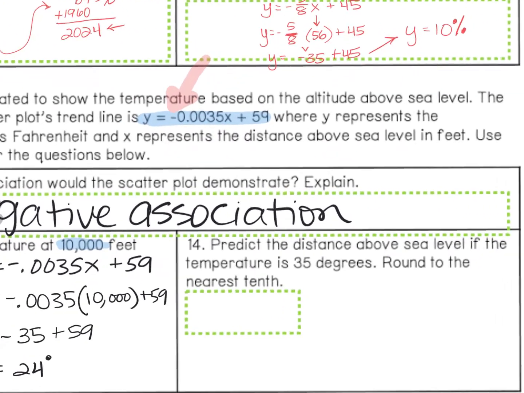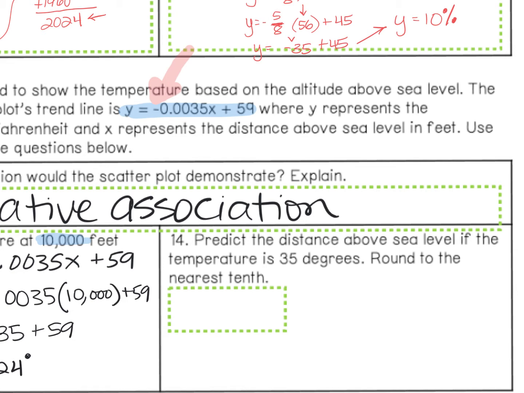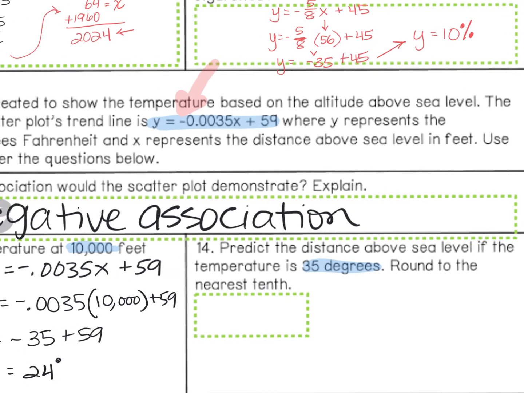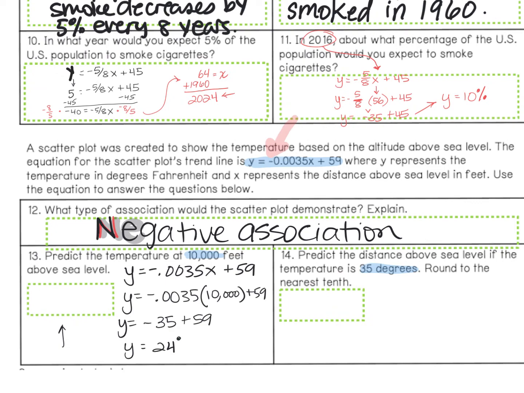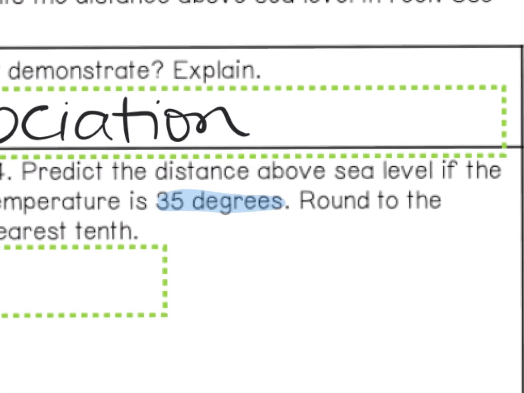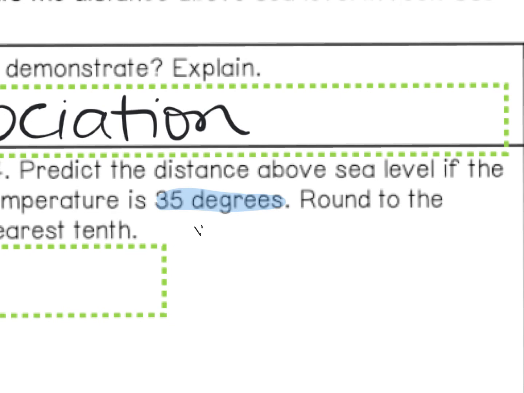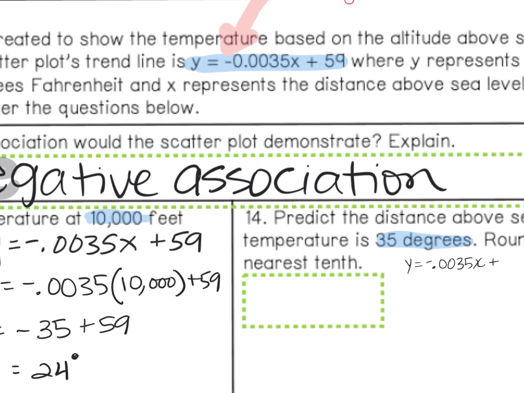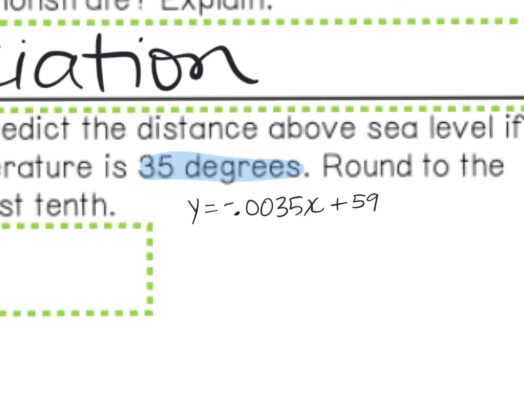For number 14, predict the distance above sea level if the temperature is 35 degrees. Well, this time they're giving you the temperature. The temperature is 35 degrees. According to the information, y represents temperature. So we're going to use the same equation, but now we're going to substitute for y. So my equation is y equals negative 0.0035x plus 59. I'm substituting 35 for y because y represents the temperature.